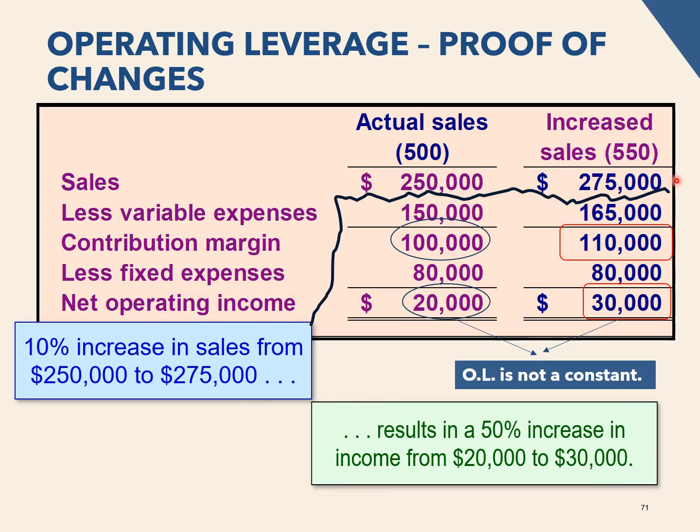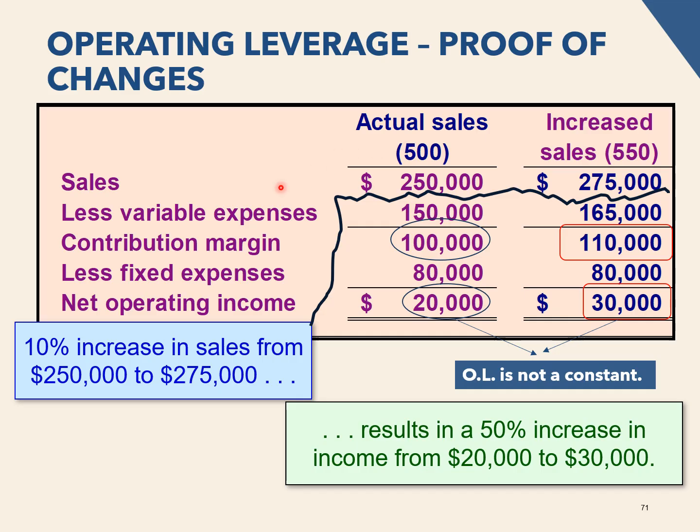If Racing Bicycle Company's sales increase from $250,000 to $275,000, that means there is a 10% increase in sales. We can take a look at the net operating income, which will increase from $20,000 to $30,000. That is a 50% increase. Please remember that operating leverage is not a constant.